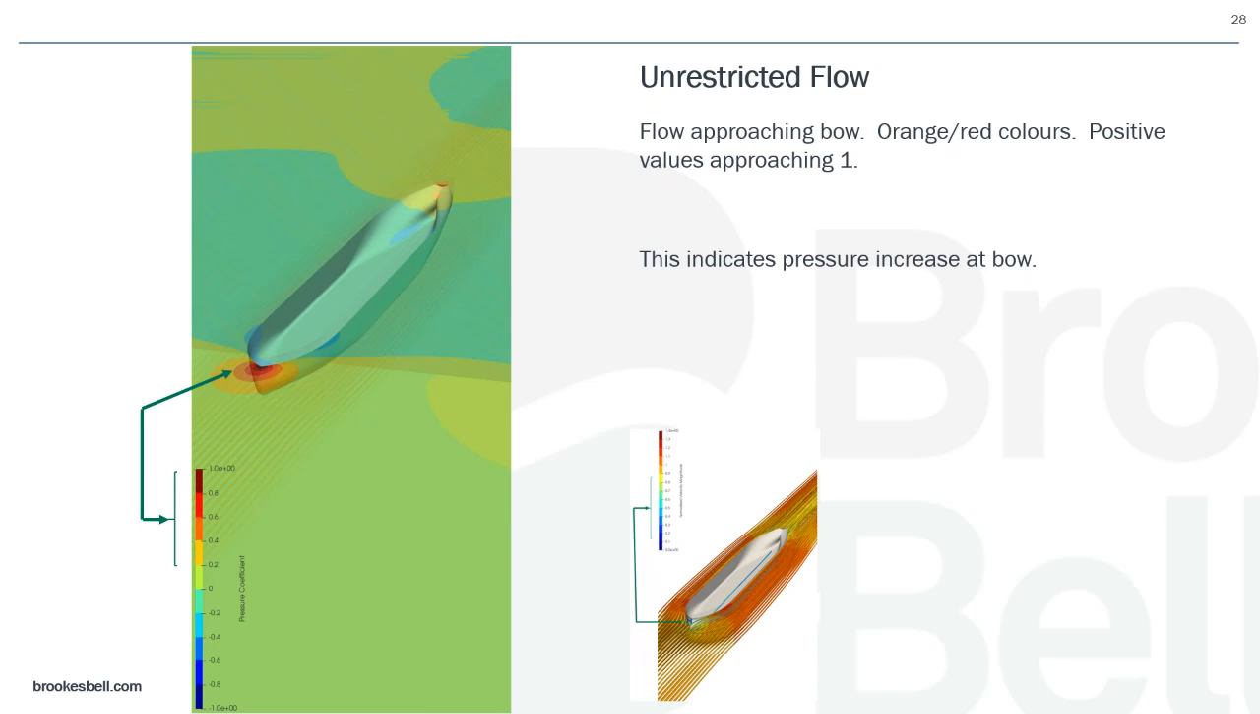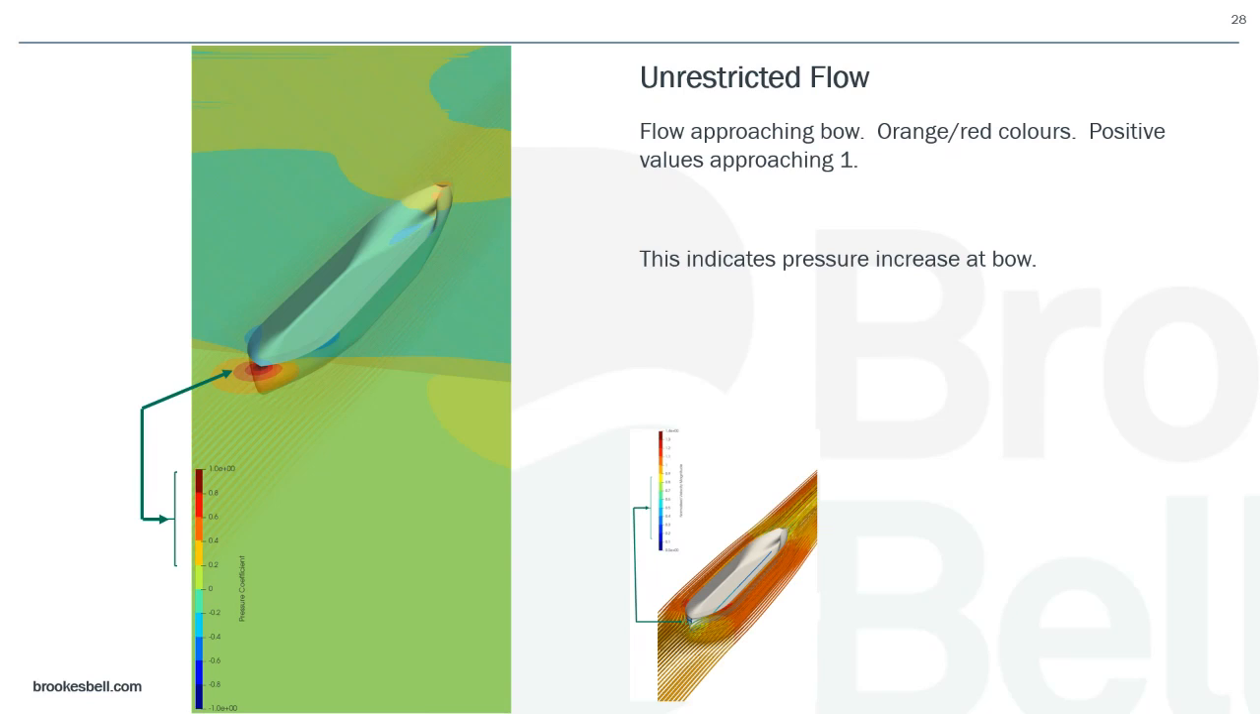And as we come forward towards the vessel, you notice this region starts turning orange and red, and if we look at what these values are, it's a positive pressure. And if we remember, this was the area of the flow that was being slowed down by the hull.